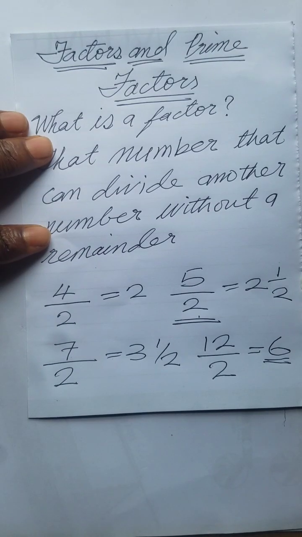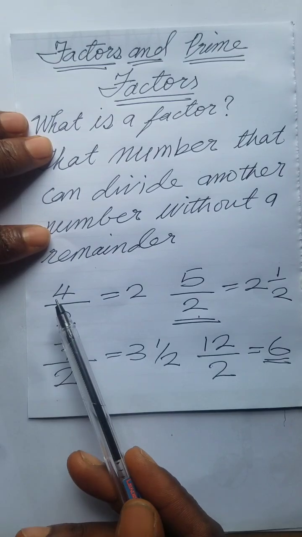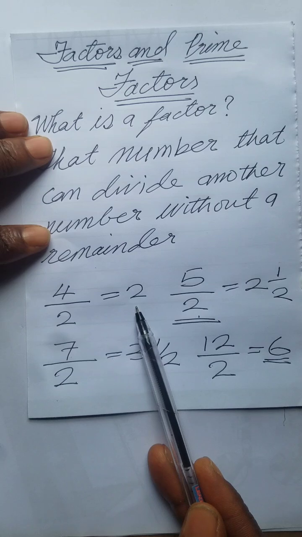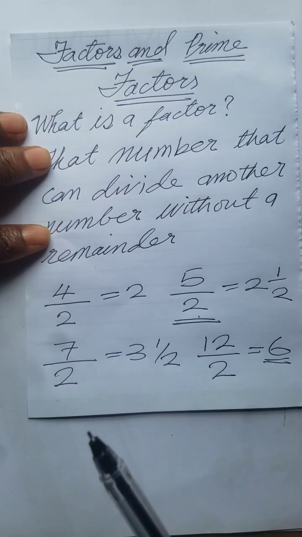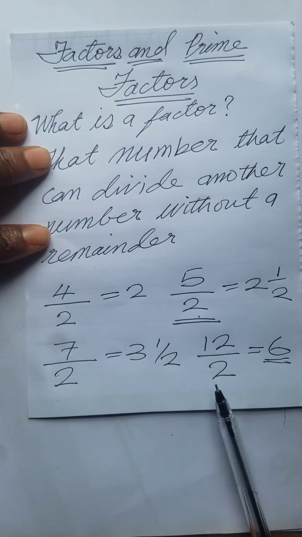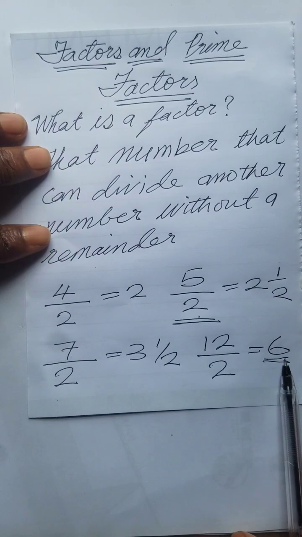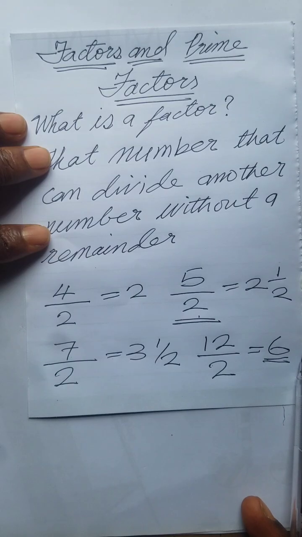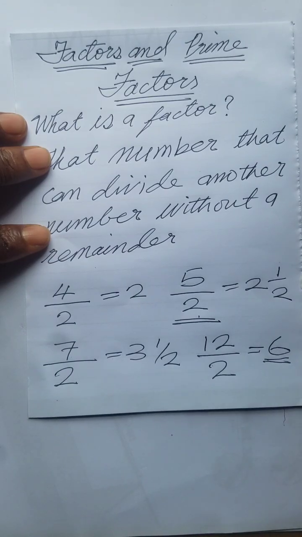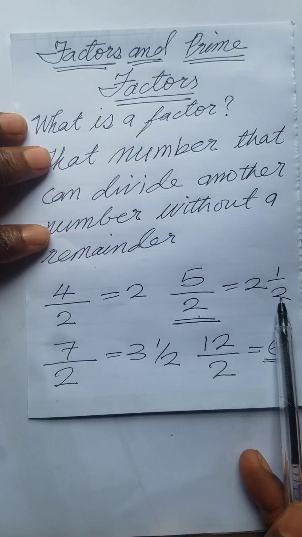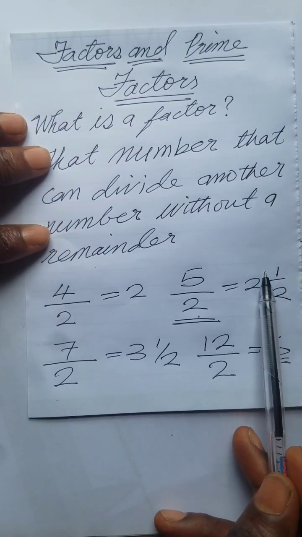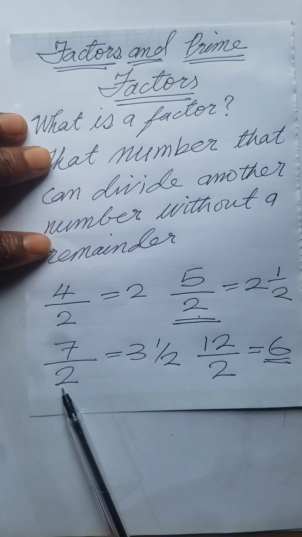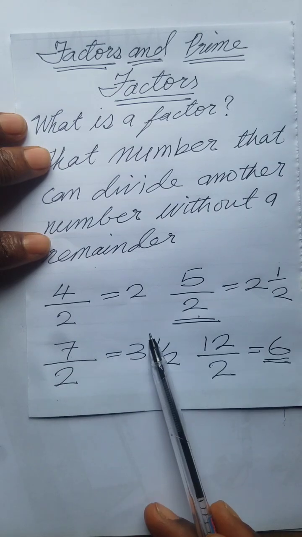So, you can be asked, is 2 a factor of 4? The answer is yes, because 2 divided 4 and there was no remainder. You could also be asked, is 2 a factor of 12? The answer is yes, because 2 divided 12 and gave a whole number and left no remainder. But if you are asked, is 2 a factor of 5? The answer is a definite no, because 2 divided 5 and left a remainder of 1. The same thing with 7. 2 is not a factor of 7 because it left a remainder.